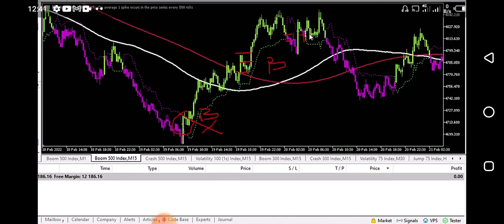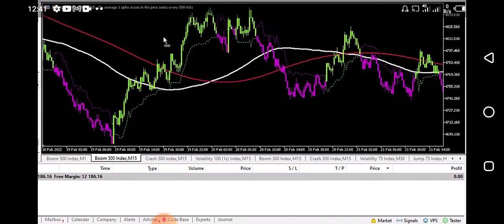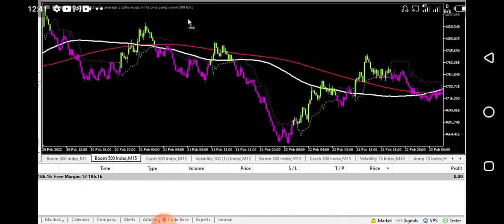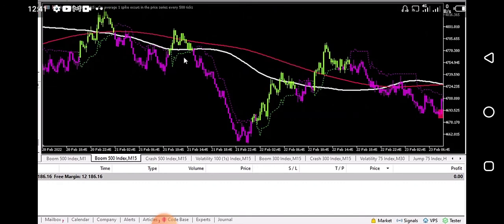Then you wait. Immediately the first purple candle is formed, you take your profit. That is, you close your trade. Right? Look at this other example again. Let's go further.